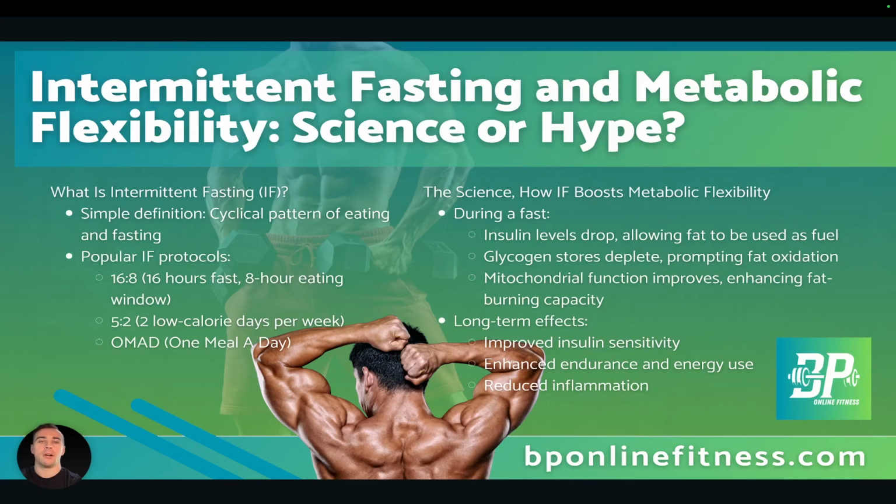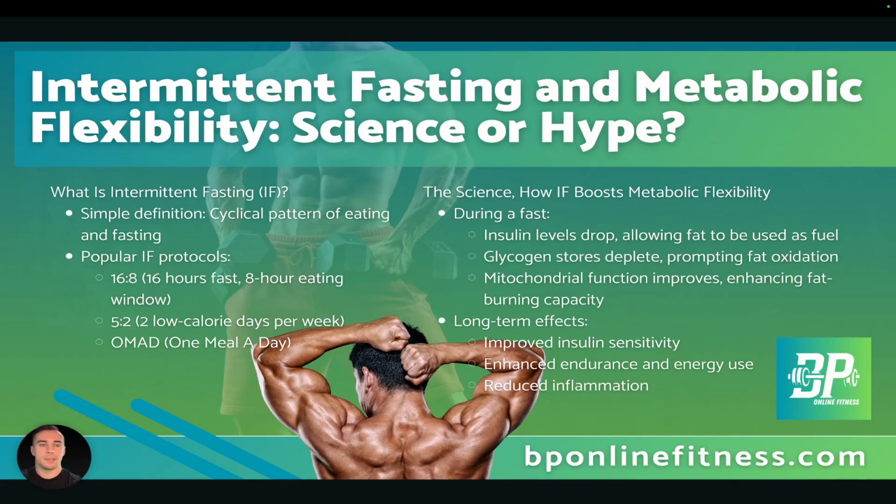So these are just all the different fasting methods. So the science: how intermittent fasting could boost metabolic flexibility. During a fast, insulin levels drop, allowing fat to be used as fuel. Again, keep in mind a lot of times with fasting, fats are going to be used more.